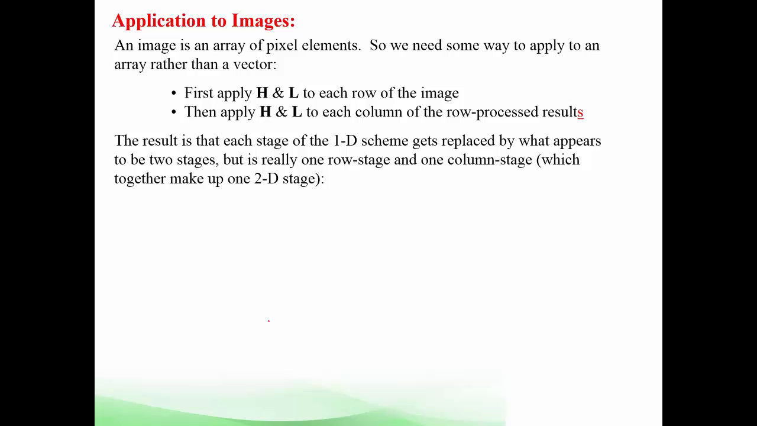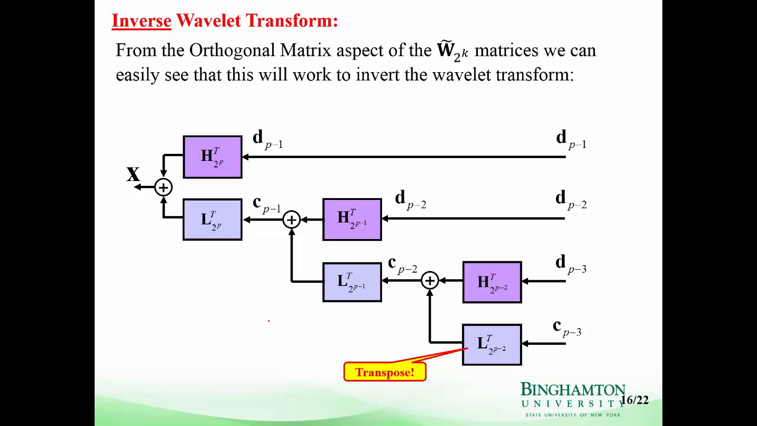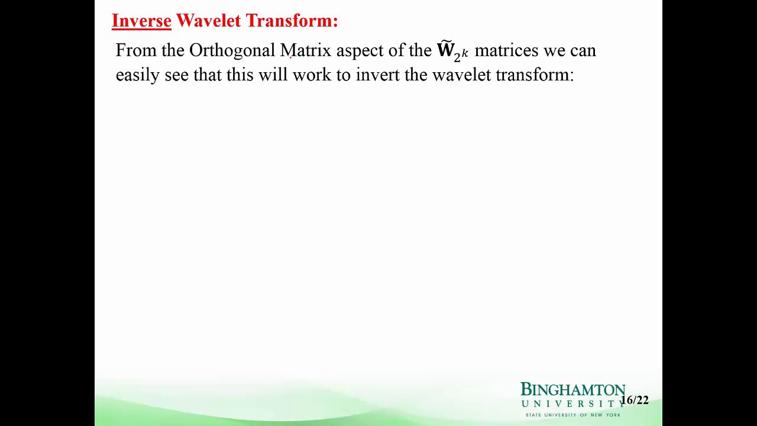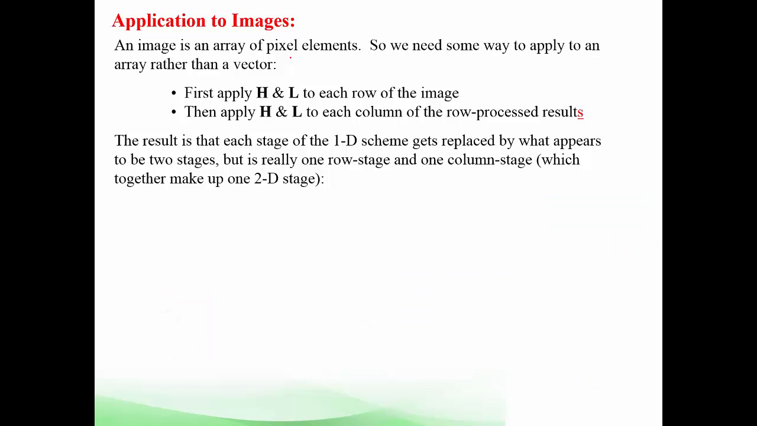But let's just see how we're going to apply this to images. So far we've been talking about applying these things to vectors, right? There's a vector here. So we need to figure out where we're getting the vectors from for our images. And so here's the idea. As we said, an image is an array of pixel elements. So we're going to need some way to apply this to an array rather than a vector.